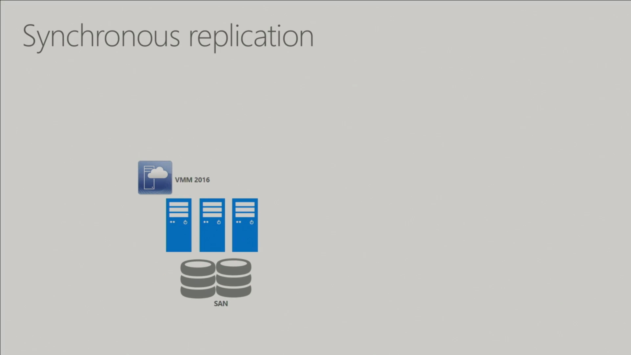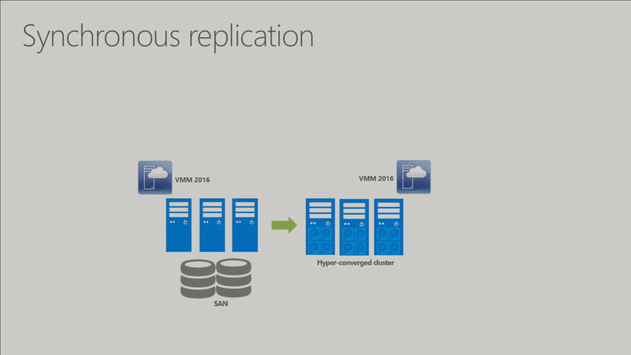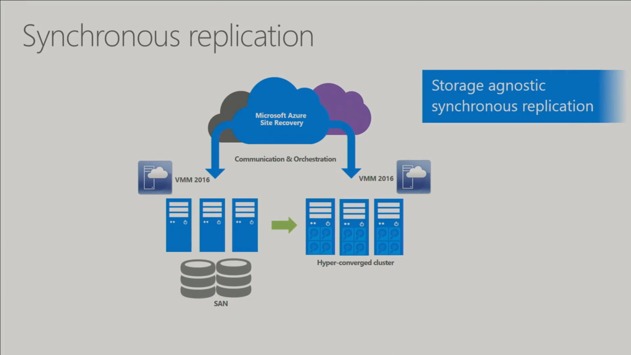You can go across VMM installations also. So basically, you can have one site with one VMM server, another with another. And Azure Site Recovery, or ASR, can orchestrate this for you. Just a note here, we do not have this support quite today, but we will be adding this support both to VMM and ASR soon. So essentially, you get storage-agnostic synchronous replication. It doesn't matter what kind of storage you have, either on the source side or on the destination side.